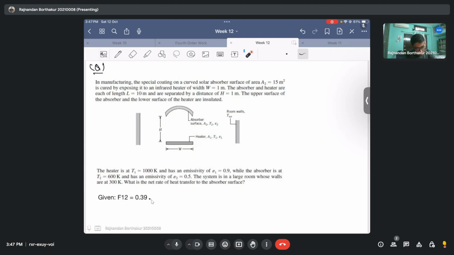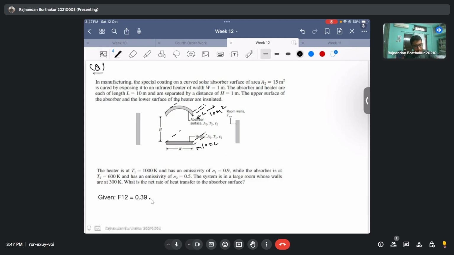Sorry. This A1 would be this width times the length. Pardon me for the mistake. So it will be just W times L, which will be equal to 10 meters square. That is your A1. And your A2 is given to be equal to 15 meters square. So that's the typical dimensions that we have. You just need to think of the fact that this absorber is extended in the third direction, and the length is essentially this length, which is 10 meters, and so is the heater, which is extended in this direction. Of course, this length is also equal to 10 meter in this case.